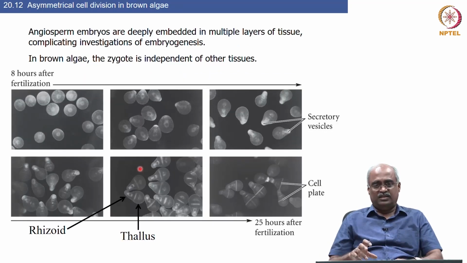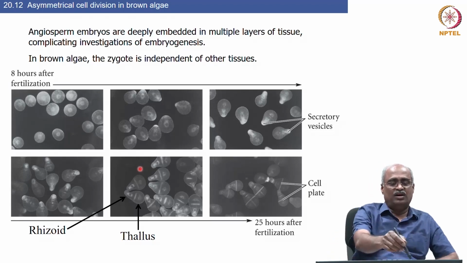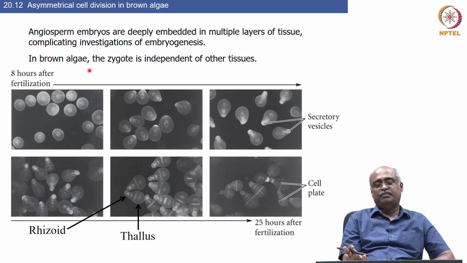Again the same issue, that the embryo develops inside, covered by several layers of the sporophytic tissue. Studying embryogenesis has not been easy. Drosophila lays eggs, C. elegans lays eggs and so on, but you do not have that sort of a thing with the angiosperm, and therefore it's not easy to look at them. So sometimes what scientists do is they look at other plants, like primitive ones like brown algae, where the zygote is independent of the other tissues.